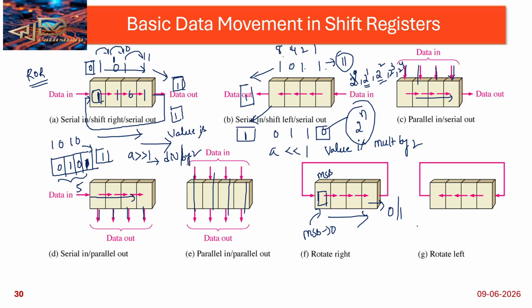Okay, and rotate left, I told you, rotate left means the bit coming out from the left side is placed at the right side. The LSB bit position is replaced with the coming out bit, either 1 or 0, whatever bit comes out from the register. That will be placed at the LSB position, that is rotate left. Clear?